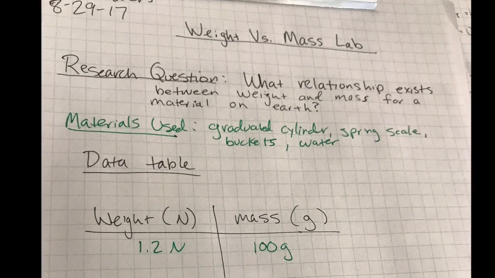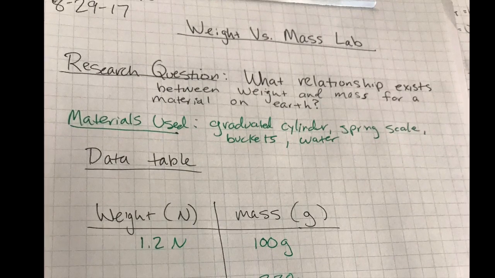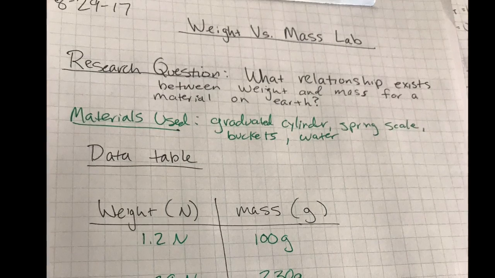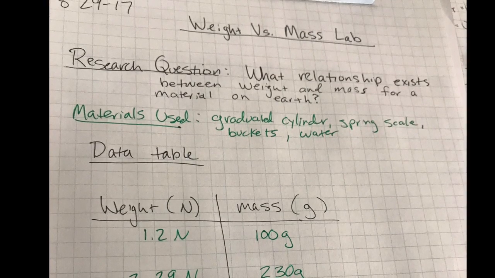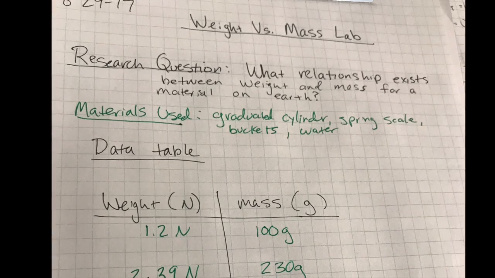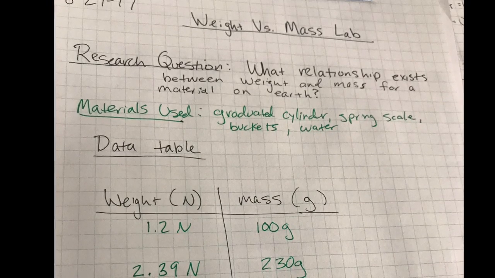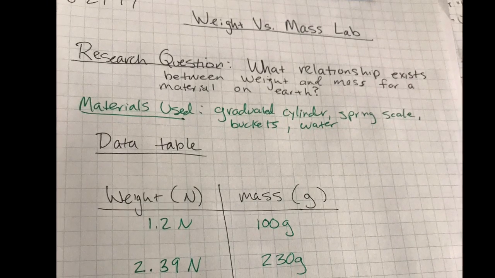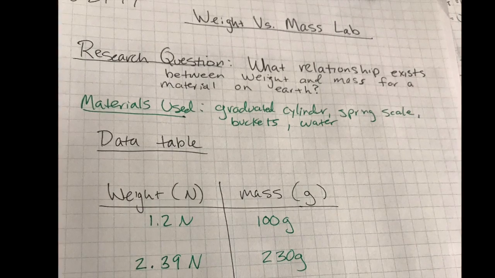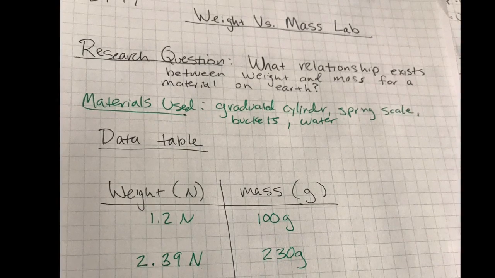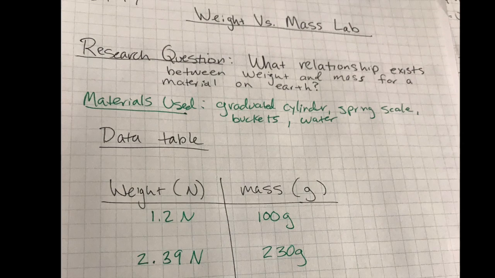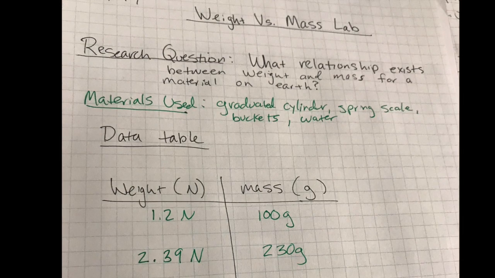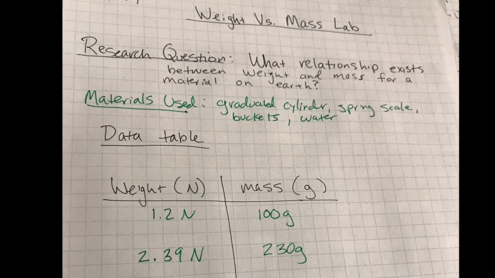The last kind of intro piece that we'll have on this sheet is our data table. So you notice that I have the units along with the variable, and then I would just have my list of data sets, like with 100 grams of water, for instance, mine weighed out to be about 1.2 newtons. So go ahead and record those down. Again, you should have like 10 to 12 data points, and that's enough to get started with the lab.